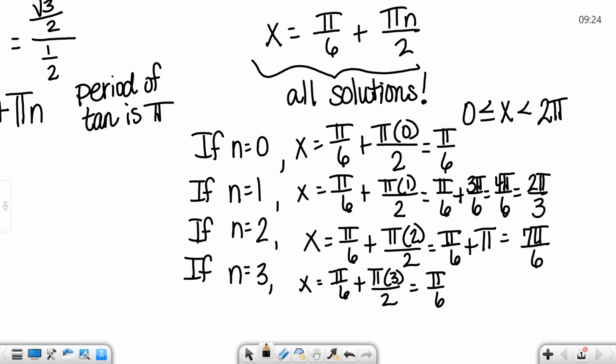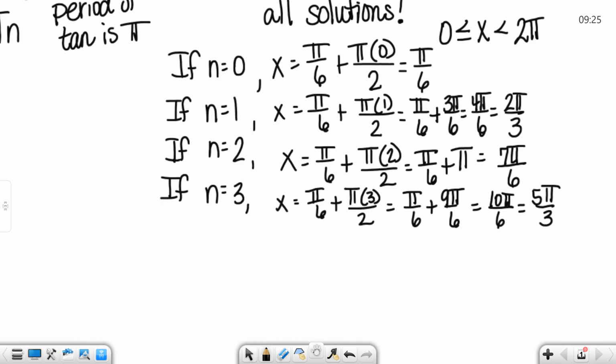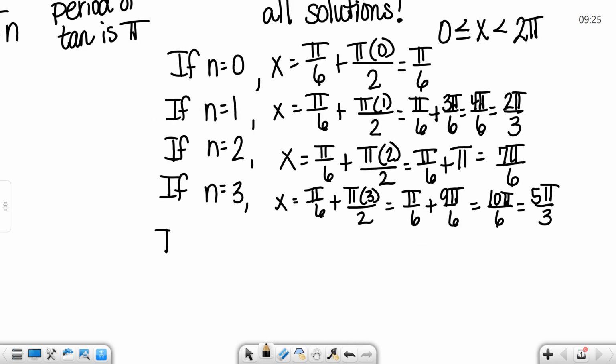I do need a common denominator again. So this will become 9 pi over 6. So that puts me at 10 pi over 6, which is still in that range. Okay, but I do need to simplify. 5 pi over 3. Okay, I have not reached 2 pi yet, so I have to keep going as long as I'm in that range of values.